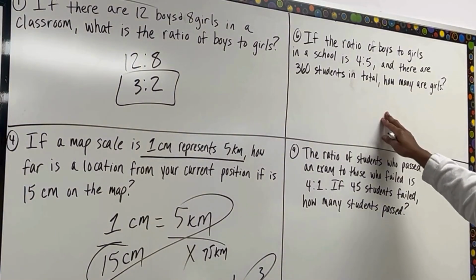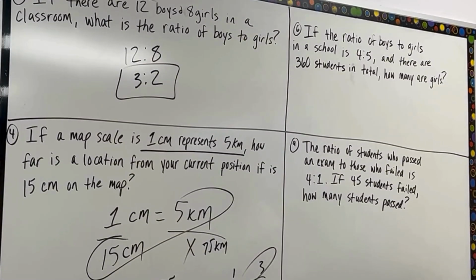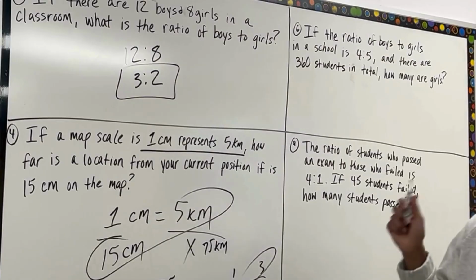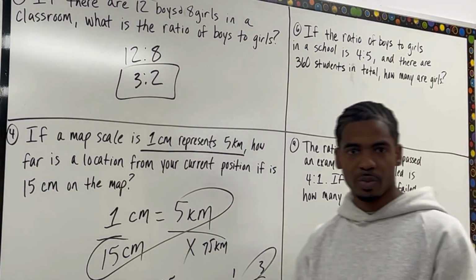All right, let's go to number 6. If the ratio of boys to girls in the school is 4 to 5, and there are 360 students in total, how many are girls? I'll be honest with y'all, these used to kick my butt when I was your age, because there's one simple thing you have to do. If you can distinguish that and understand what the question is asking, this will be pretty simple.